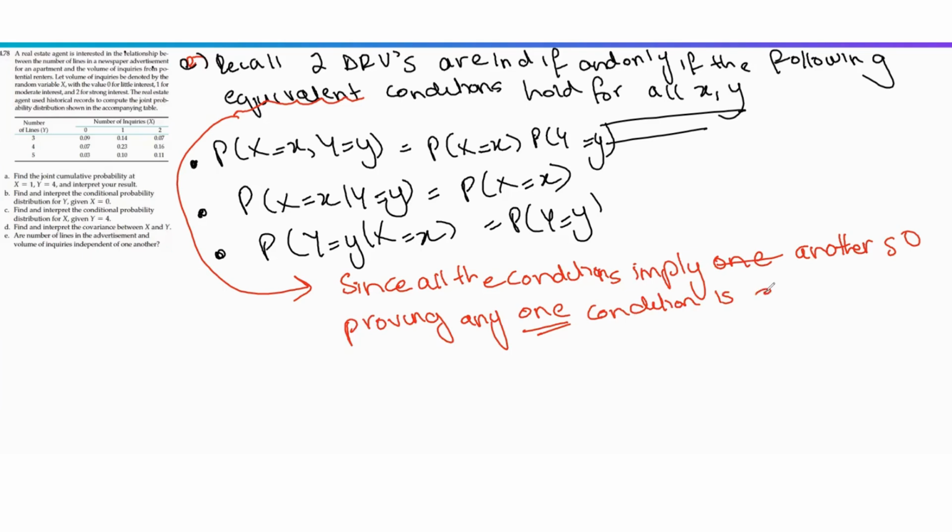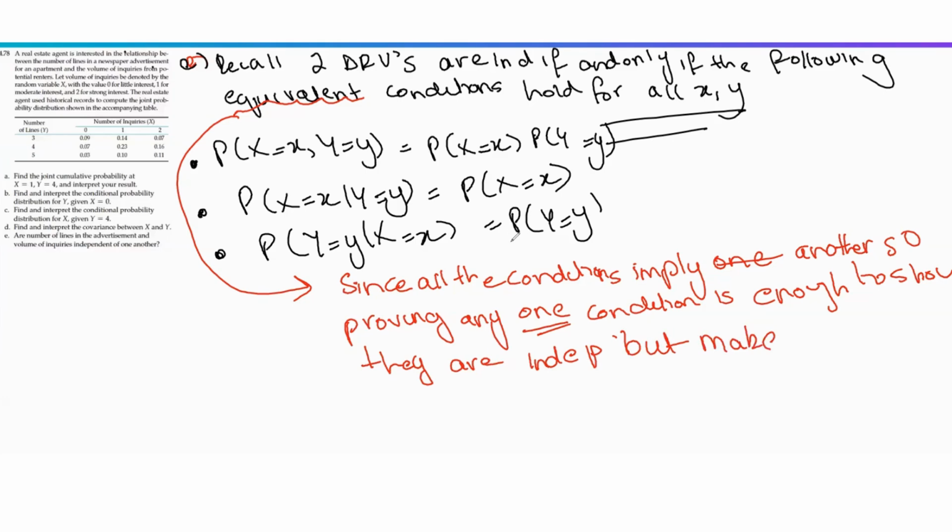But there is a but here. It's enough to show they're independent, but you need to prove it for every single value of x and y. This is important because it says it holds for all x and y. So if you want to show independence, you can choose to prove any one condition, but that condition has to be proven for every value that X and Y take. Make sure to prove it for all x and y.